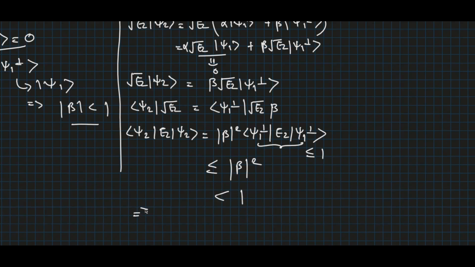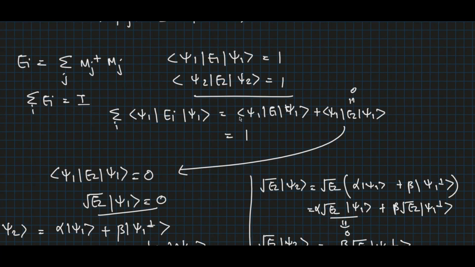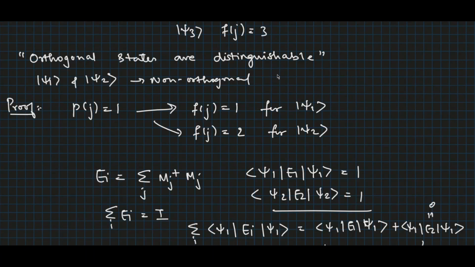1, which implies <psi 2|E_2|psi 2> will be less than 1, which contradicts this equation. Hence, our assumption that non-orthogonal states are distinguishable is wrong. So, we proved by contradiction that only orthogonal states are distinguishable.